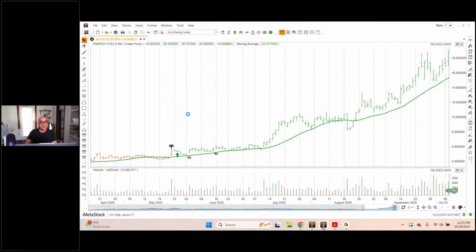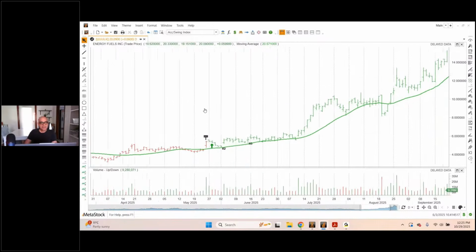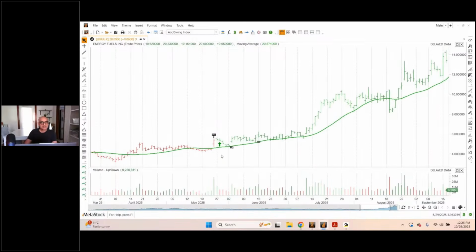Rule number 2, this is where you need to put in a little bit of work. What I want to see is, and I've got the 20 period simple moving average on, you don't have to have it on, I use it as a guide for the following.